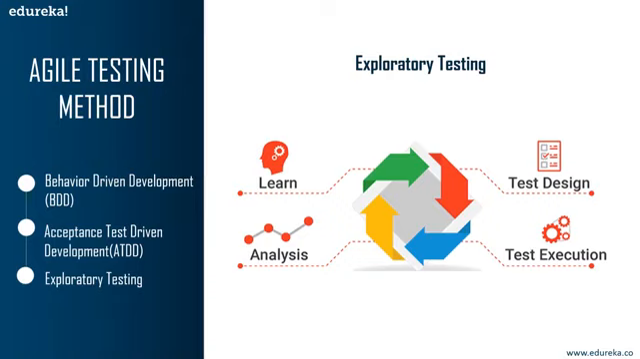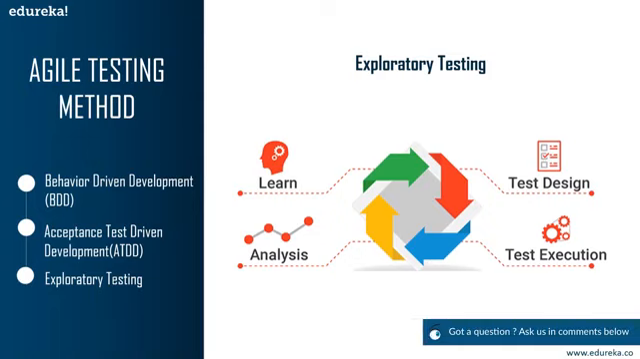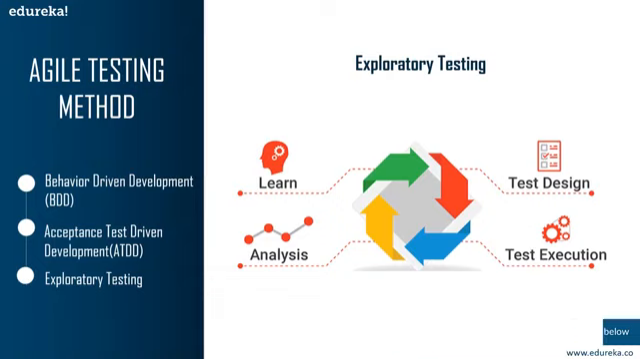Now, in this, testers identify the functionality of an application by exploring the application. The testers try to learn the application and design and execute the test plans according to their findings. So, the process goes like this. First, you learn, then you design a test, then execute that particular test, and finally you analyze the test results. So, these were some of the agile testing methods that you need to know about.